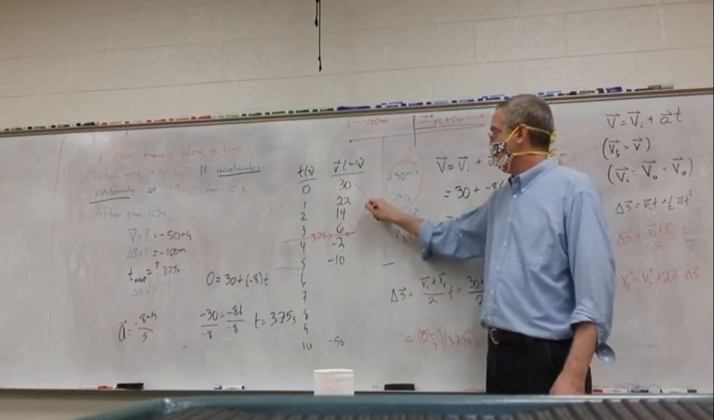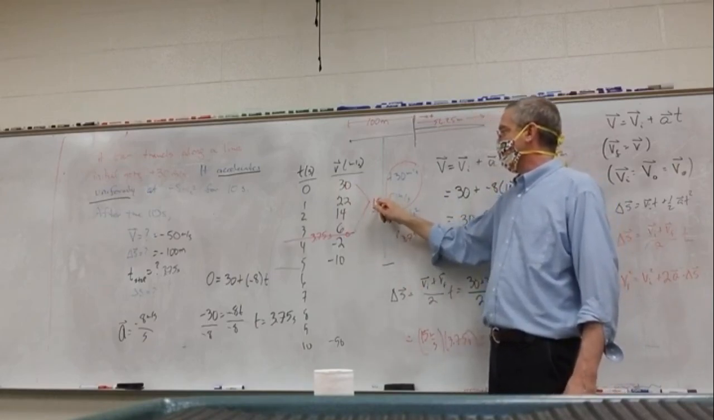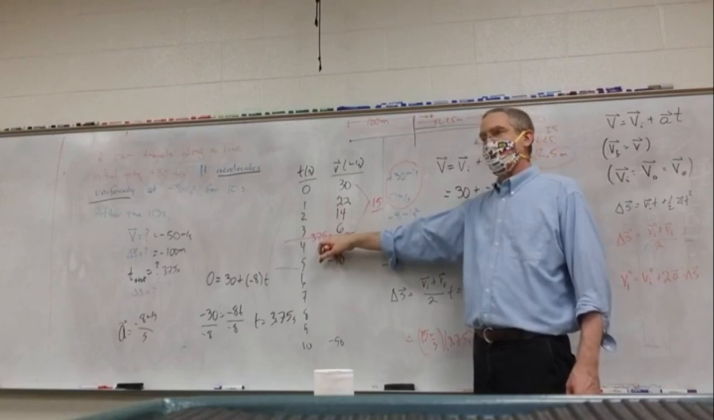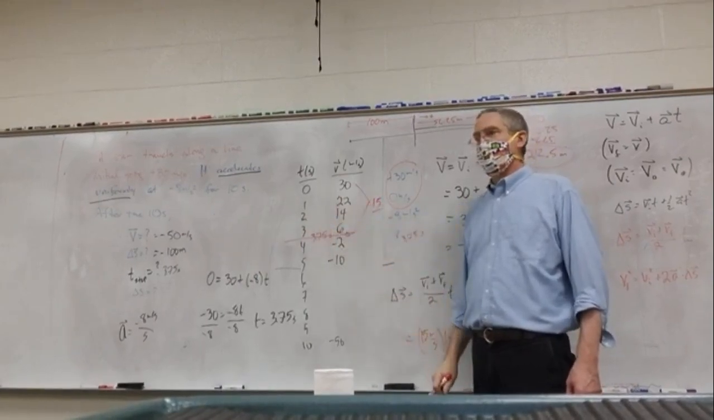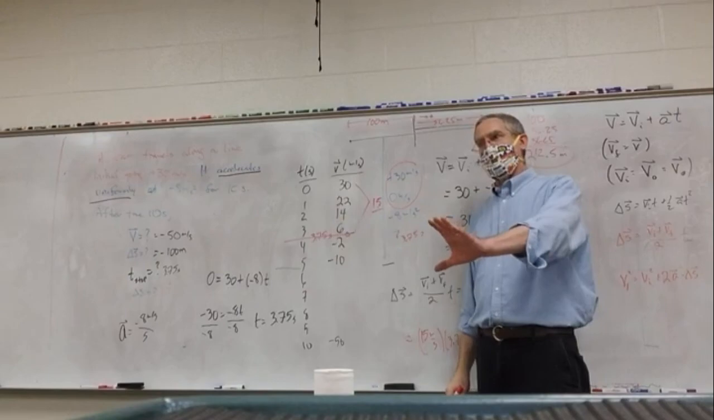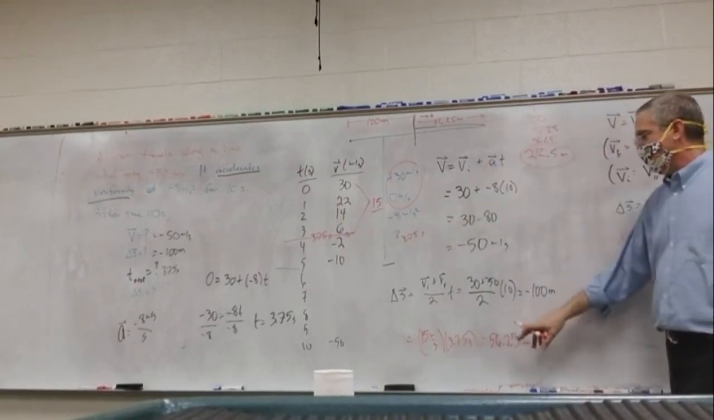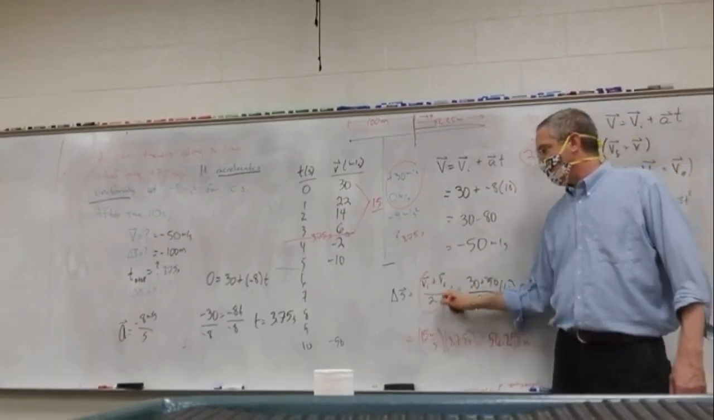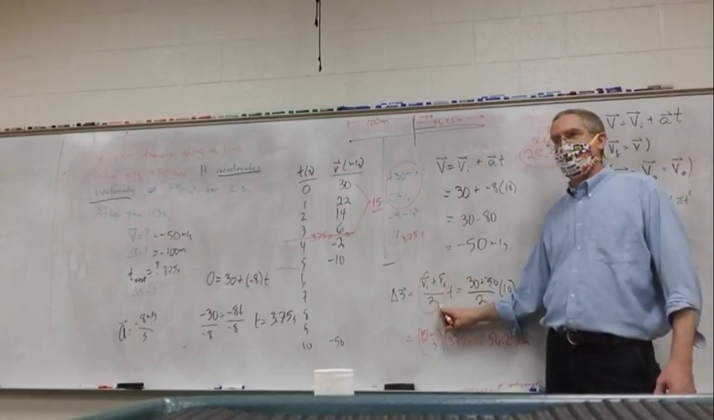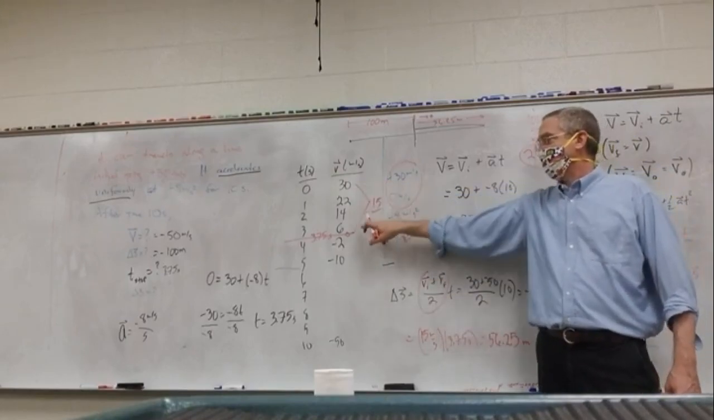So on average, I go 15 meters per second for 3.75 seconds, so just multiply those. Does that answer your question? Okay. Here I did it more formally. I found the average velocity this way, which is in essence what I just did there.